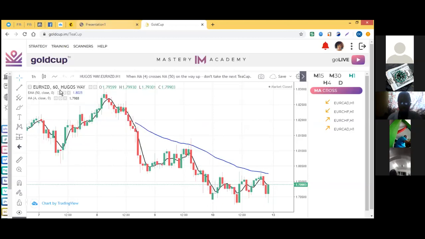So this right here is your indicator icon on the Gold Cup. I believe everybody can see it.